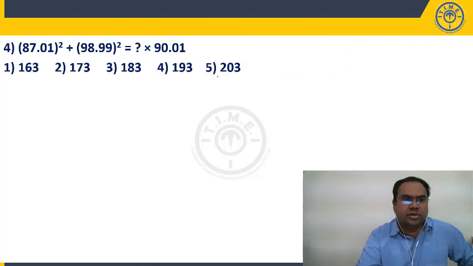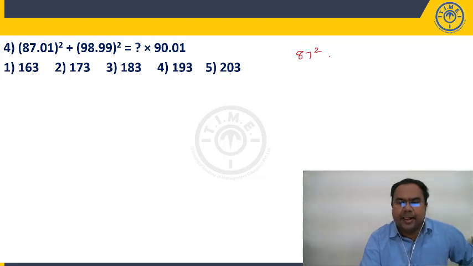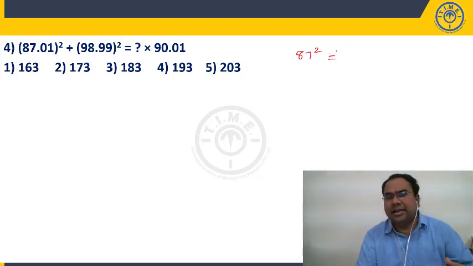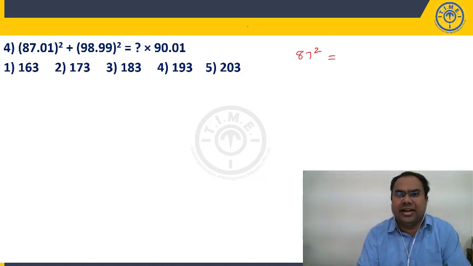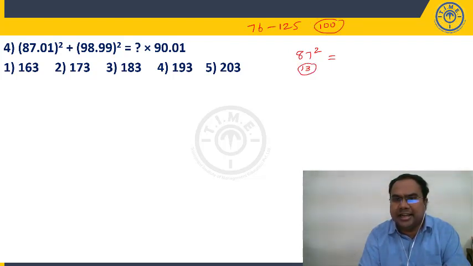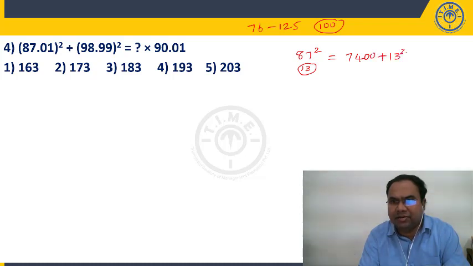Question number 4 on your screen. 87.01 square is 87 square. 87 square, we know how to solve this, right? 87 square is easy. Let us revise our speed maths basics here. For squares from 76 to 125, we take base as 100. So 100, how much less than 100? 13. 87 minus 13 is 74, 7400, plus 13 square, 169.